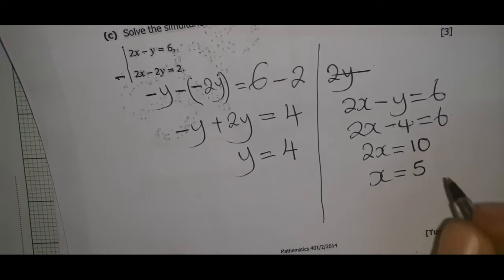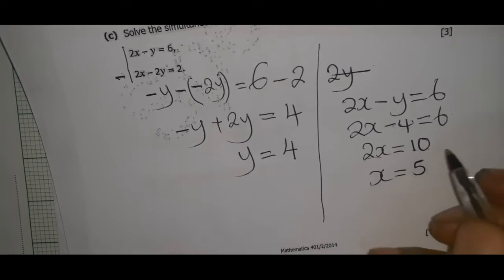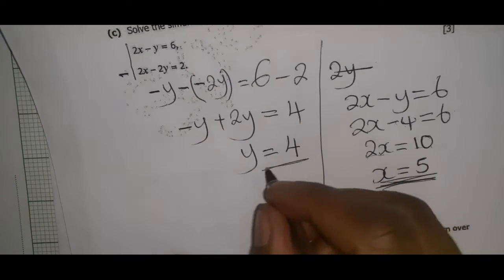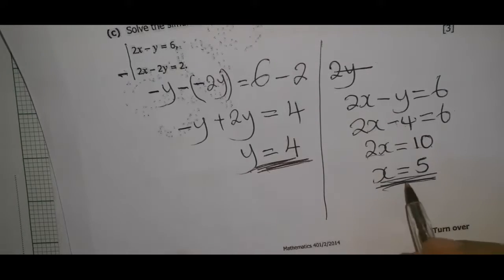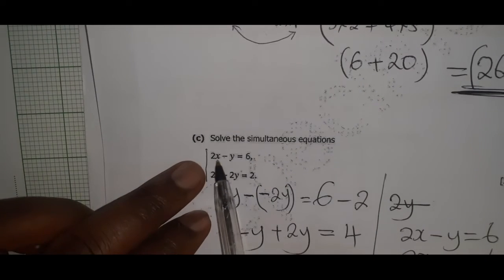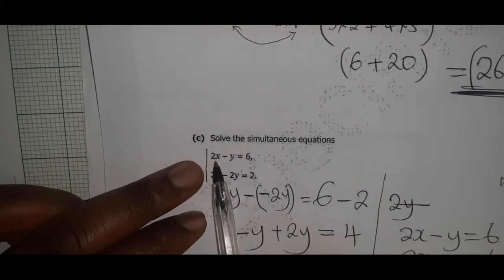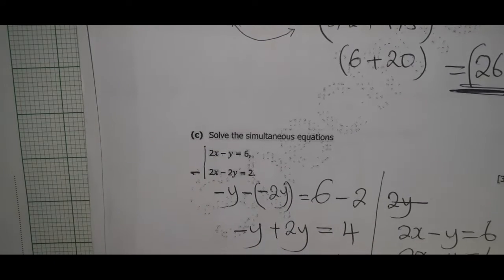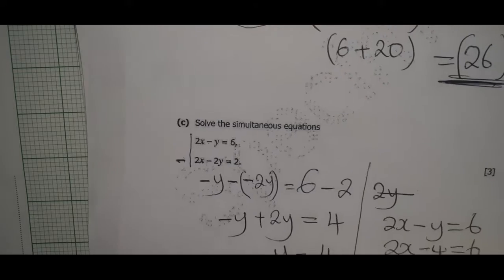Where is our 5 coming from? You divide both sides by 2. So the value of y is 4. So if you want now, you can say, let me test these values. When you put 5 here, what do you get? 10. 10 minus 4, you get 6. So that is what we're going to have.